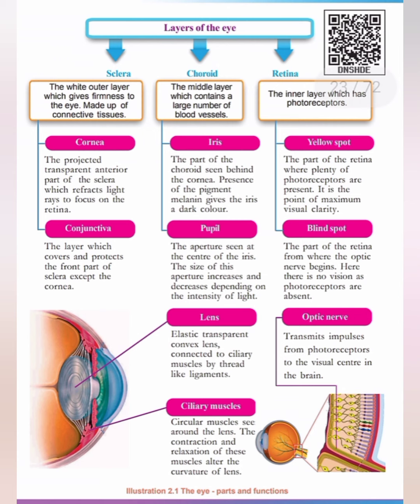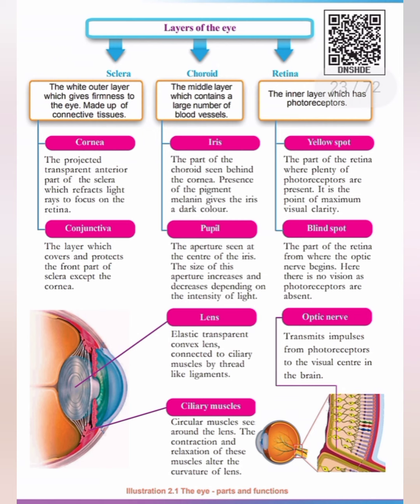Next part is the lens. It is an elastic, transparent, convex lens connected to ciliary muscles by thread-like ligaments. How are they connected? The lens is connected to the ciliary muscles by thread-like ligaments. You can see it in our picture. It is labeled clearly. Which type of lens is in our eye? It is a convex lens.